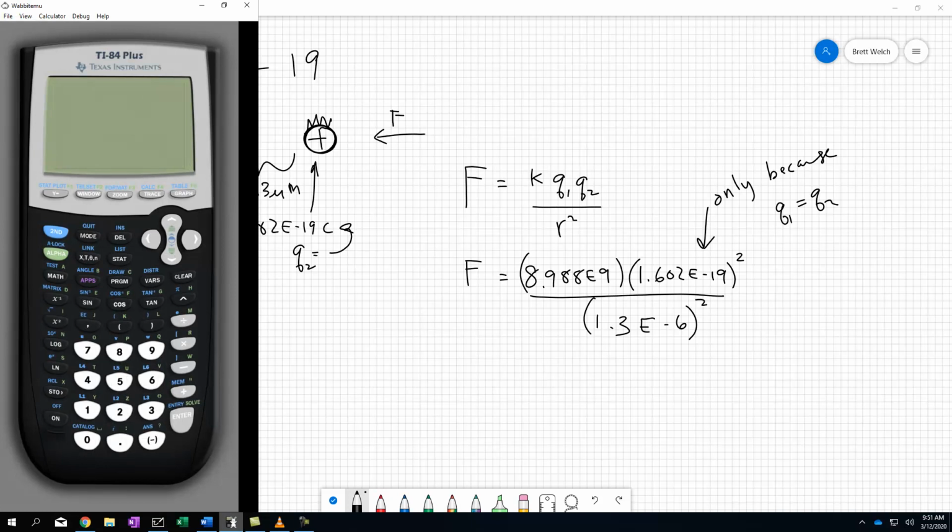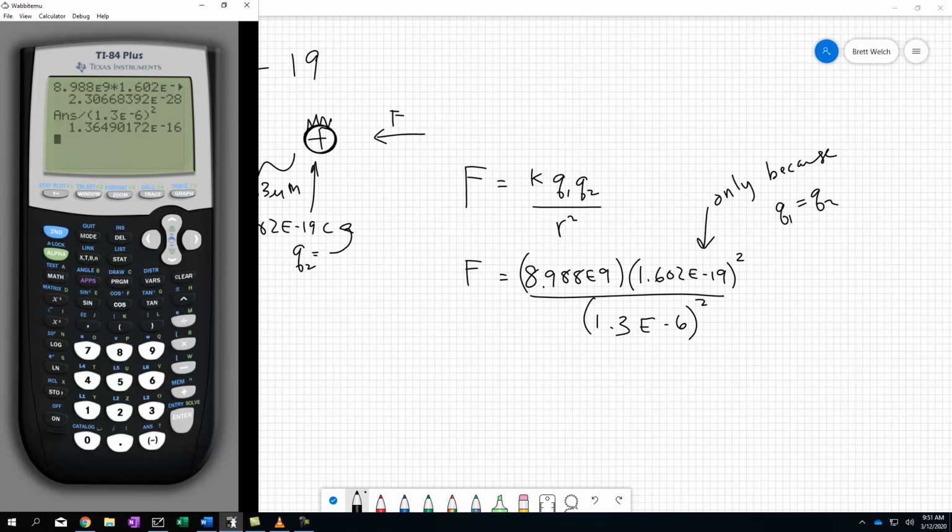All right, so grab our calculator, throw it in the calculator. 8.988 E9 times 1.602 E negative 19. I'm just going to do it again, times 1.602 E negative 19. I like to hit enter, divide by, and I'll put parentheses around this. You don't really need it with the scientific notation, but Mr. Welch has his habits. Negative 6, close parentheses, squared. And we get 1.36 E negative 16.